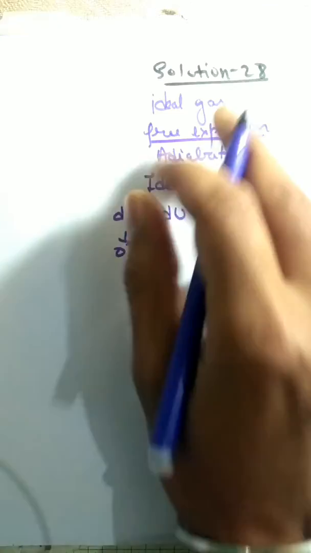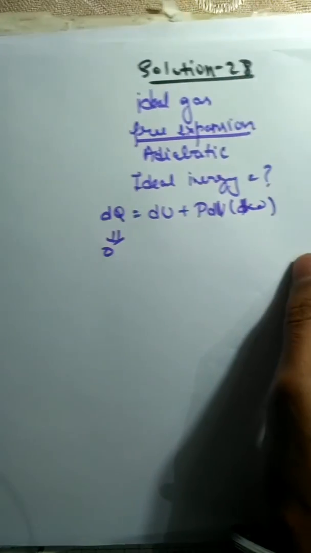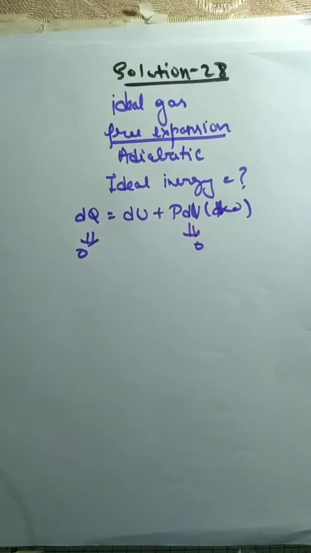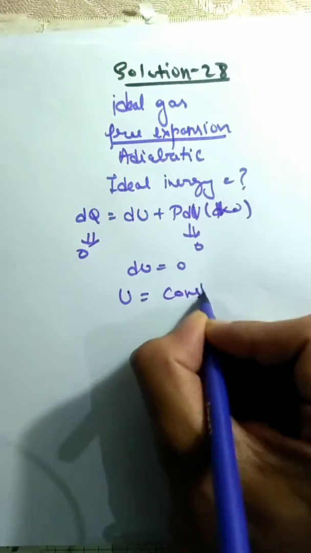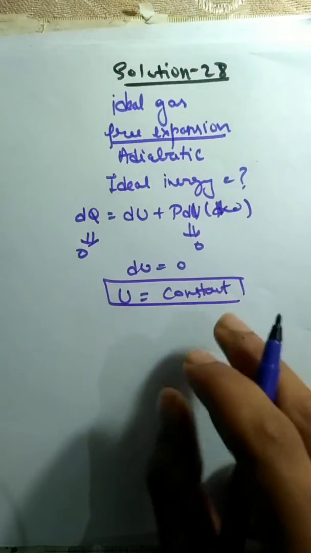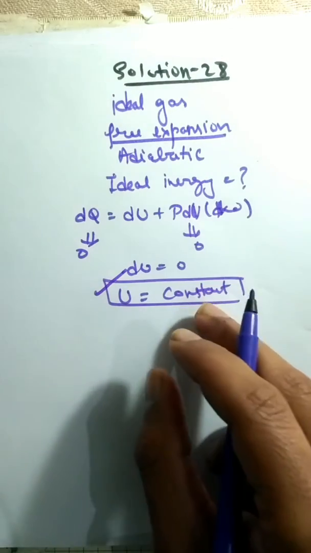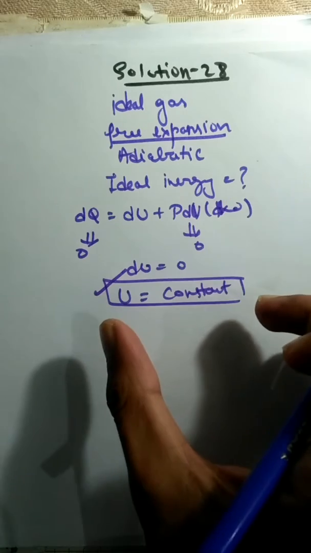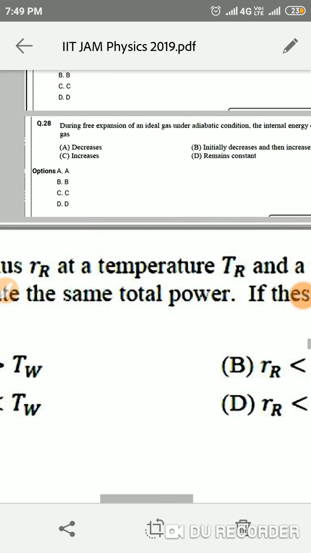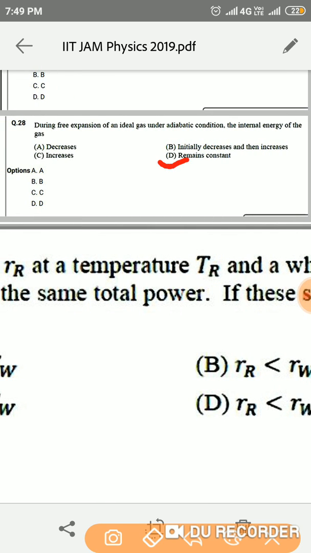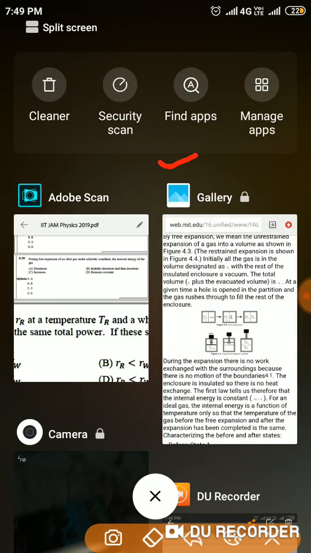And since free expansion is taking place, work done will also be 0, so du will be 0. That will mean that internal energy will be constant. So that's how I have told the answer, that the internal energy of the gas will remain constant. So for question number 28, the correct option will be D. As some students have some confusion in this question, let me also give you a reference for what I have told you. Let me show you that.